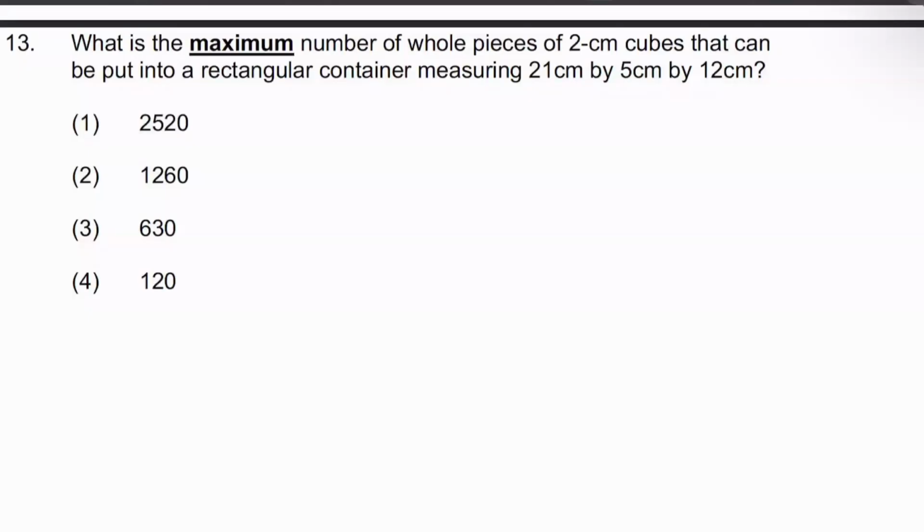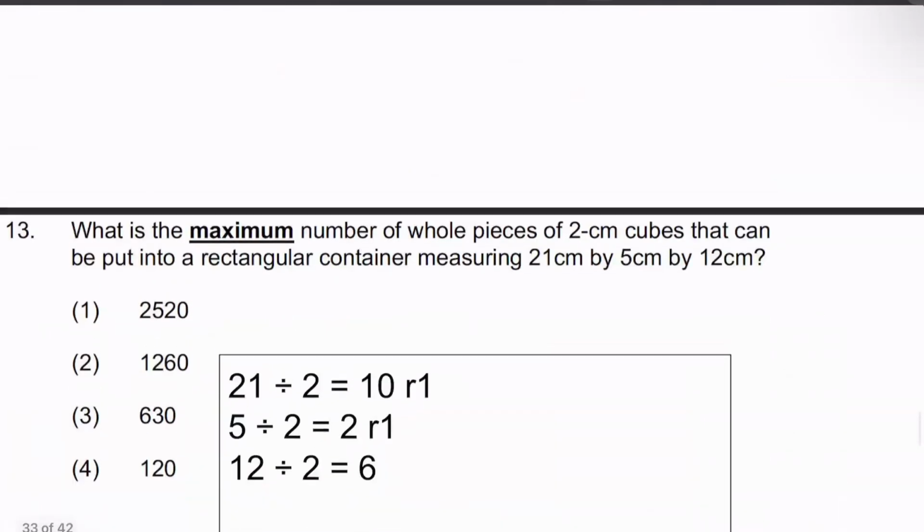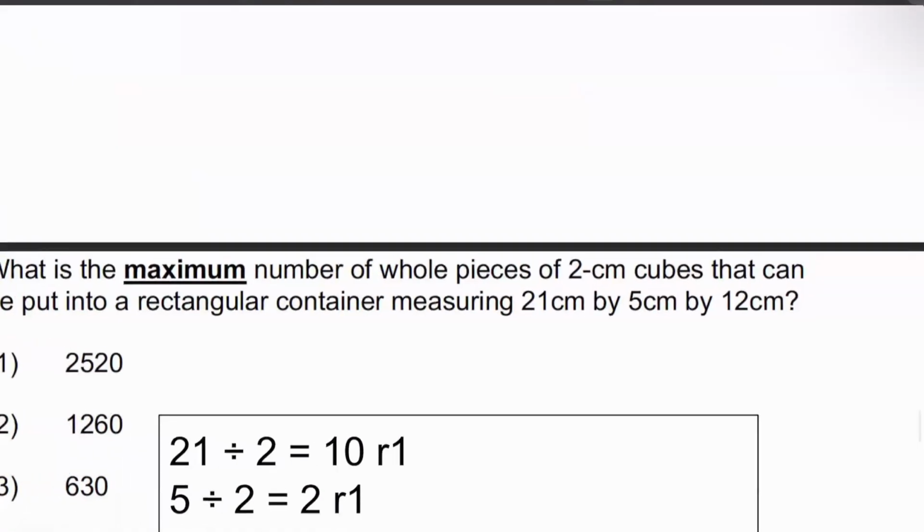Question number 13. What is the maximum number of whole pieces of 2 cm cubes that can be put into a rectangular container measuring 20 cm by 5 cm by 12 cm? Okay, so the keyword here is maximum number of whole pieces of 2 cm cubes. So remember, these are cubes. These cubes cannot be compressed. They cannot be smushed around. So let's say in this container, this 21 cm is the length, 5 cm is the breadth and 12 cm is the height.